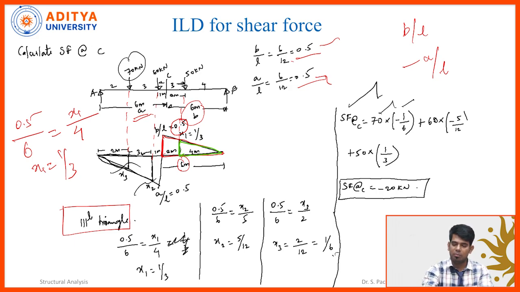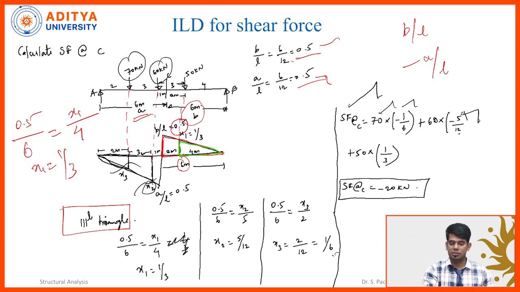You have observed that I put minus 1 by 6. Why? Because x3 is a negative ordinate. For a negative ordinate we need to substitute the value with a minus symbol, and if it is positive we put the positive value. Since x3 is a negative ordinate, I am using minus 1 by 6. And then for the second load, plus 60 multiplied by the corresponding ordinate x2. The value of x2 is 5 by 12, and this is also a negative ordinate, so minus 5 by 12.